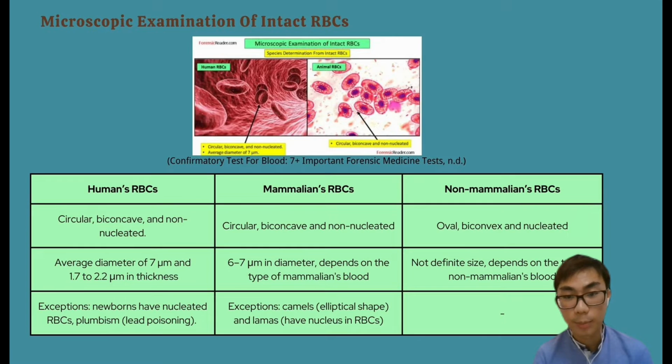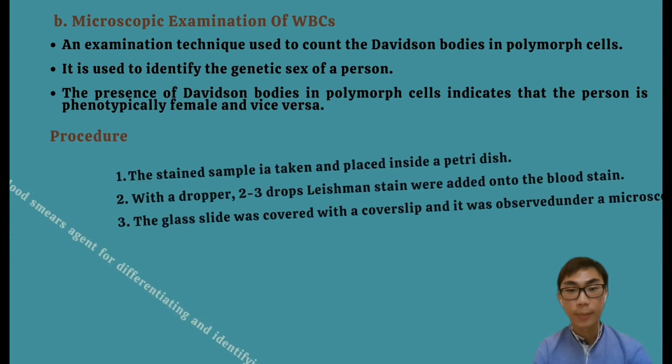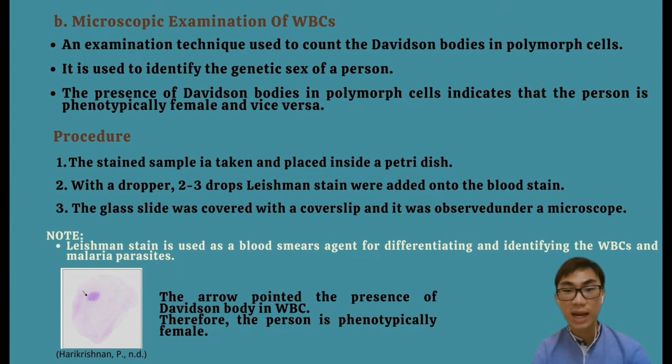Next, the mammalian red blood cells also have some exceptions in the shape and also the presence of a nucleus. So the camels have an elliptical shape and the lemurs have a nucleus in the red blood cells. Next, I would like to discuss further the microscopic examination of white blood cells.